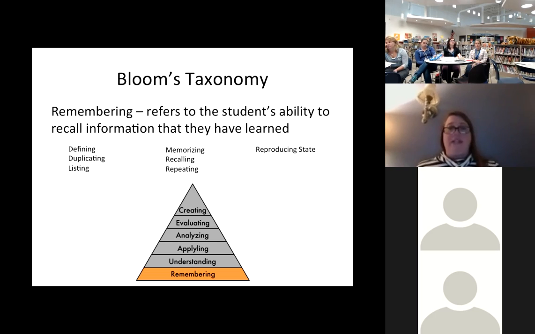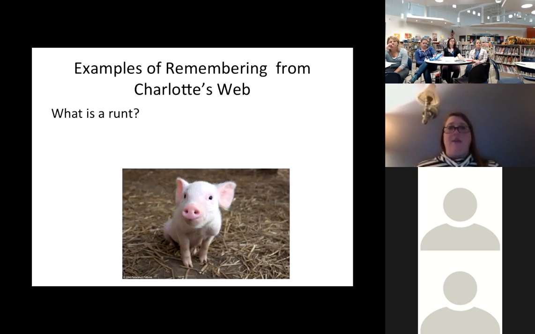Okay, let's take a look at Charlotte's Web. One of the tasks was to define. So if we were talking about Wilbur and he's a runt, we might have to define as part of our vocabulary task what a runt is. So what is a runt? The smallest. Smallest, right? Good.